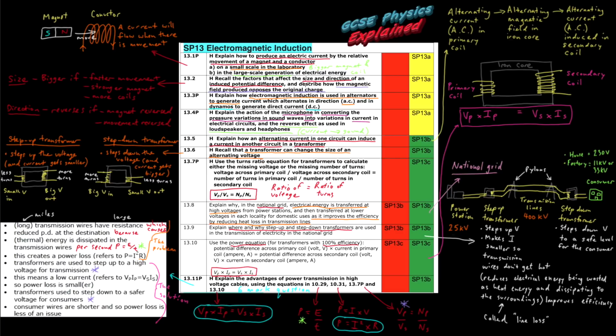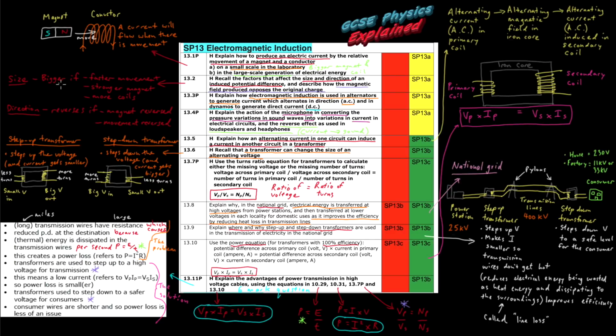Recall the factors that affect the size and direction of an induced potential difference and describe how the magnetic field produced opposes the original change. I think that's supposed to mean change. So remember, potential difference creates current. So what they're basically saying is, how can you use this setup to get a bigger current?